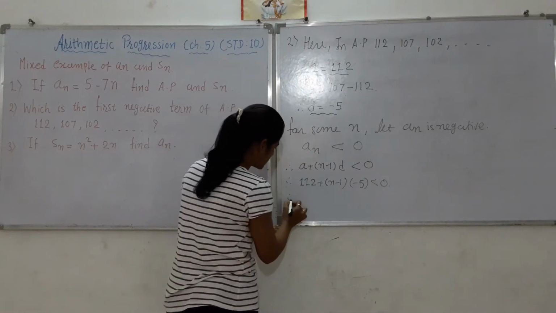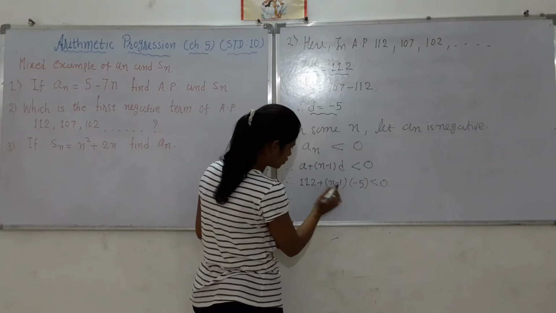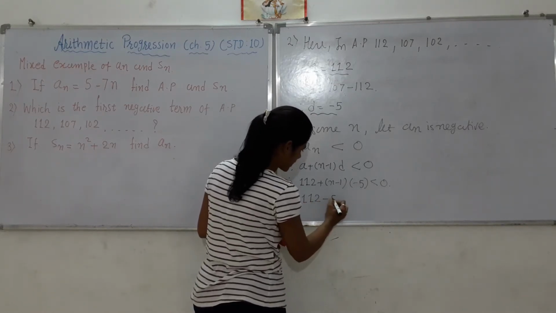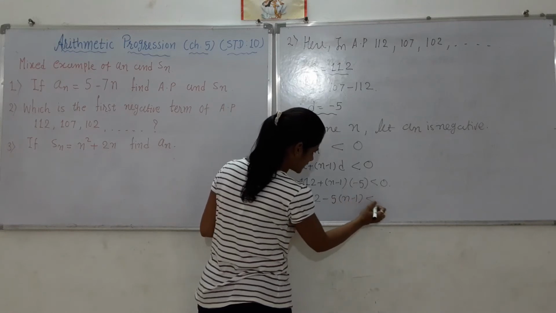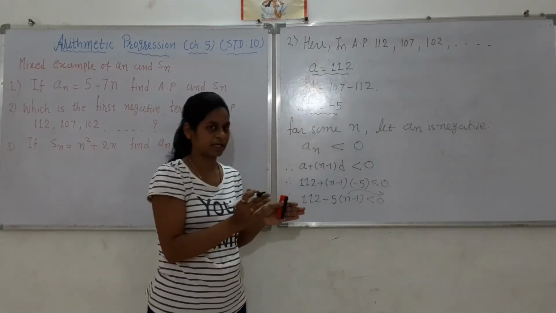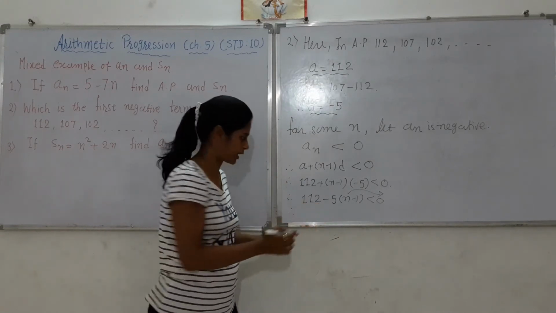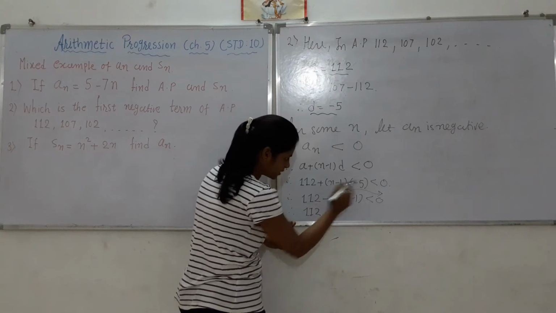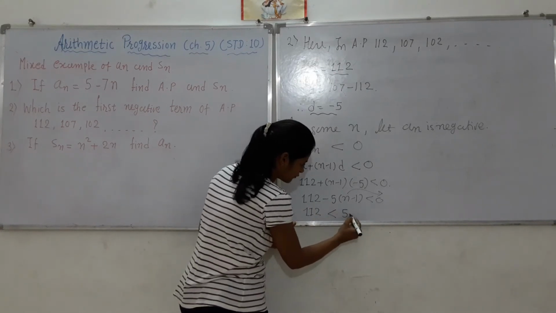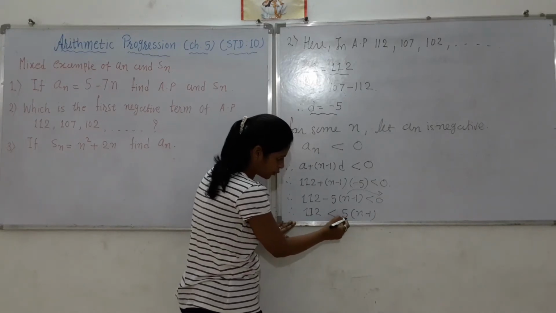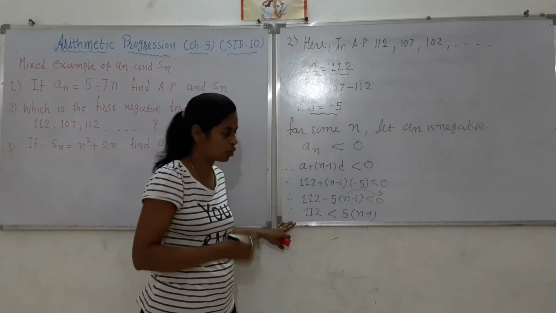Now simplify this. Change the side of this 112. So this is 112 plus minus 5 into n minus 1, less than 0. Change the side of the whole thing, so you can take the n terms on one side and the numerical on the other side. So 112 is less than, this minus becomes a plus, 0 plus 5 into n minus 1. Now this 5 is in the form of a product, so divide 5 on both sides.